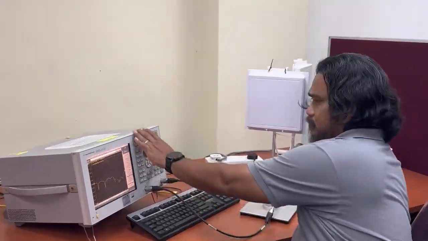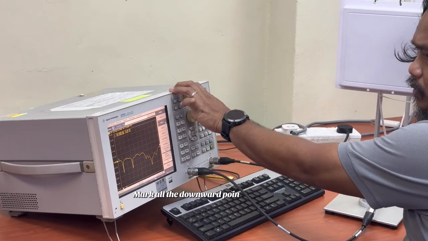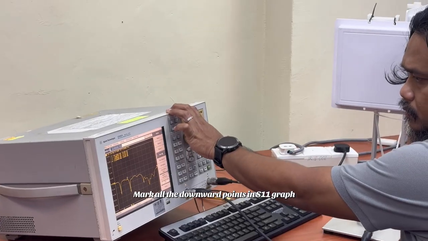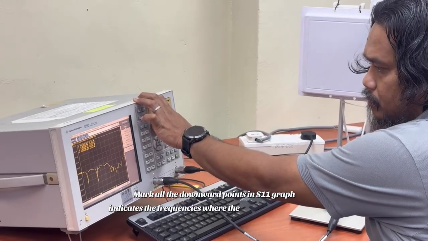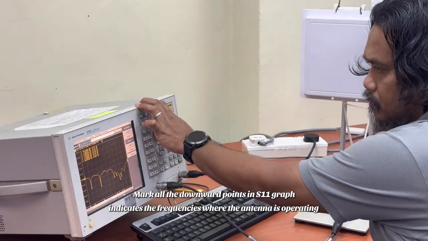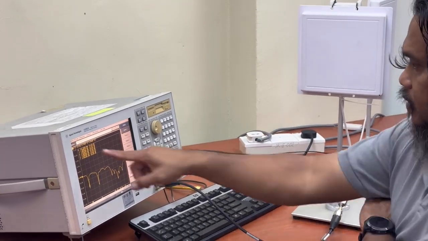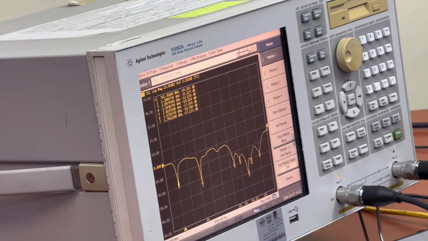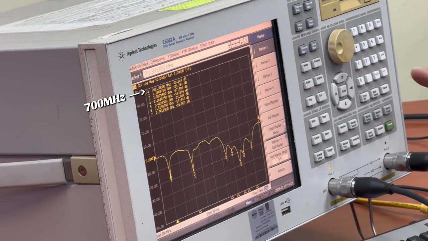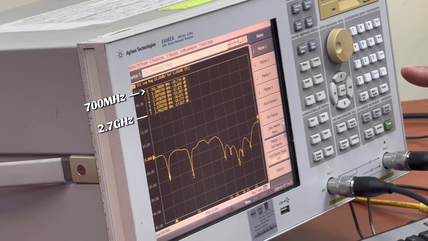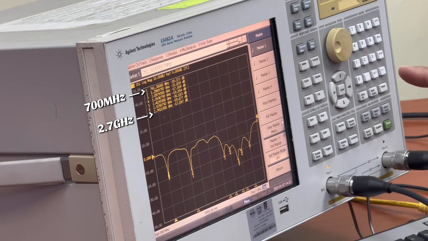By using the cursor on the VNA display, we mark all the downward points in the S11 graph, which indicate the frequencies where the antenna is operating. From the VNA display, we can observe that the antenna operates across the range of 700 MHz to 2.7 GHz with a certain return loss.